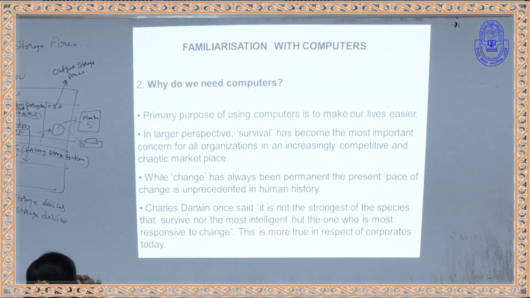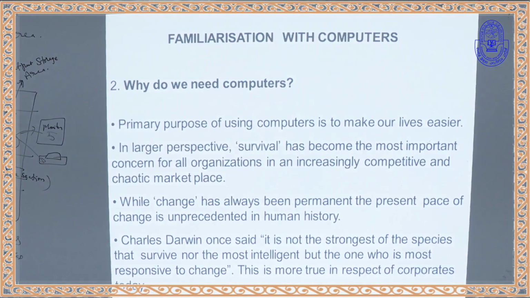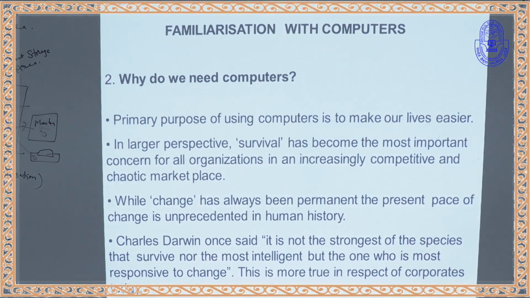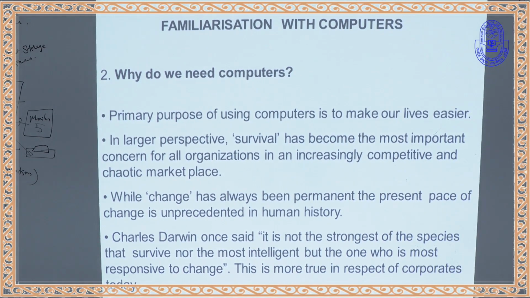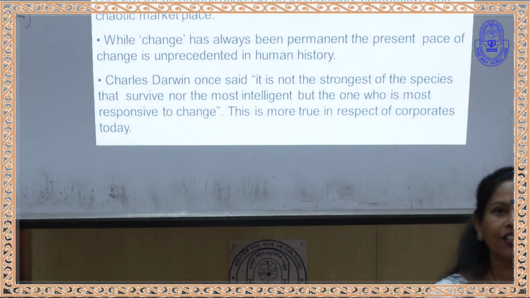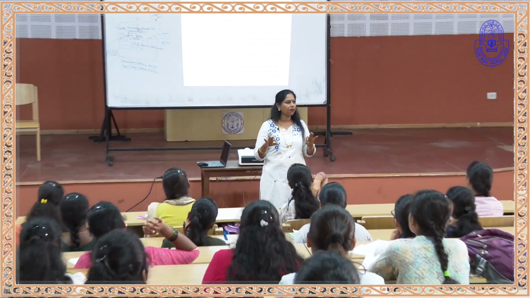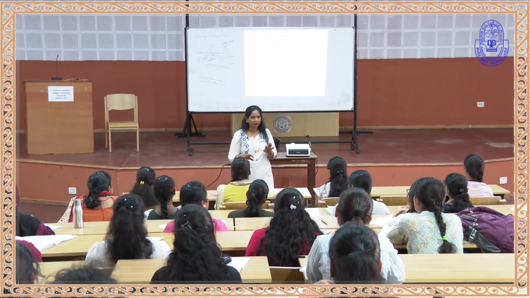See, Charles Darwin has said, change has always been the permanent. If you want to grow in your life, you should always learn the latest technology. See, earlier, you know the typing machine. Have you seen it? How many of you have seen it? Please raise your hands. Okay, very good, good numbers. So, the typewriter machine we are not using now. Everywhere there is a computer for data processing, right?